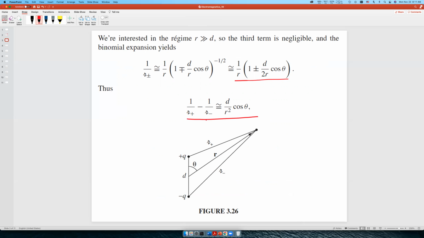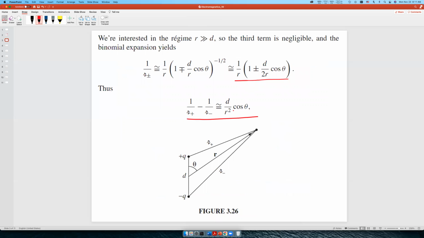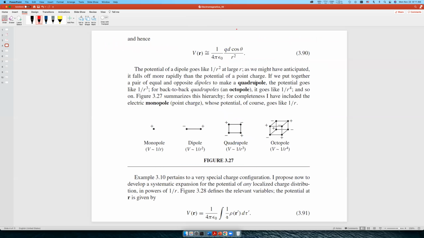Because this term is the term that you needed to calculate the potential, you just substitute these terms by a single term, and then you get the final equation shown here. So the potential of a dipole goes like 1 over R squared at large R. Remember that for a point charge, it goes like 1 over R. However, here the potential of a dipole goes like 1 over R squared. That means it vanishes faster than a point charge.